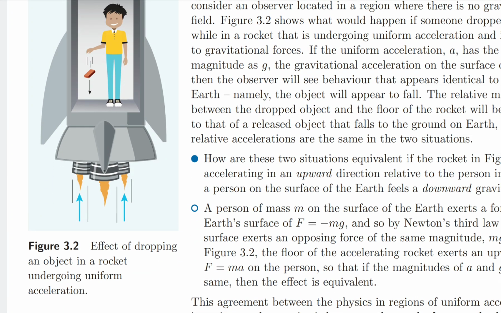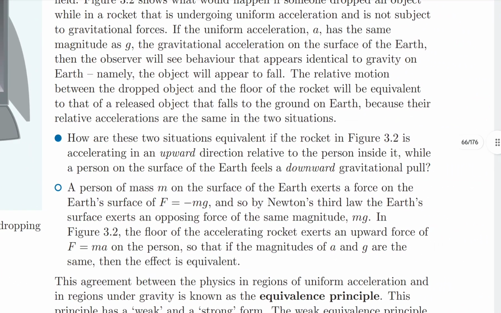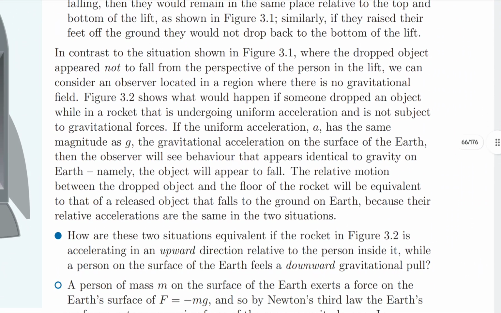Figure 3.2, effect of dropping an object in a rocket undergoing uniform acceleration. In contrast to the situation shown in Figure 3.1, where the dropped object appeared not to fall from the perspective of the person in the lift, we can consider an observer located in a region where there is no gravitational field. Figure 3.2 shows what would happen if someone dropped an object while in a rocket that is undergoing uniform acceleration and is not subject to gravitational forces.